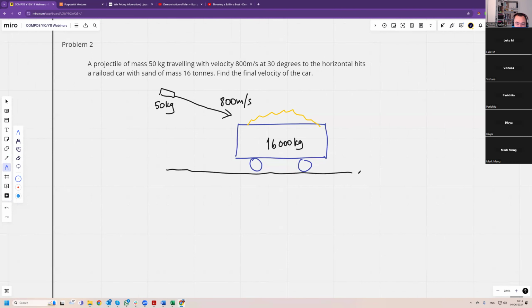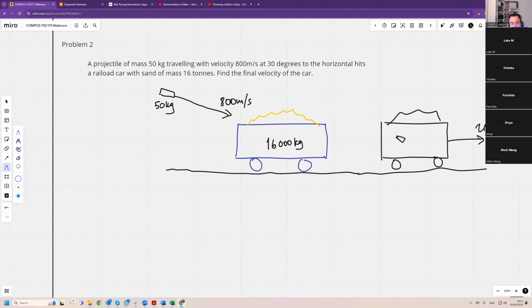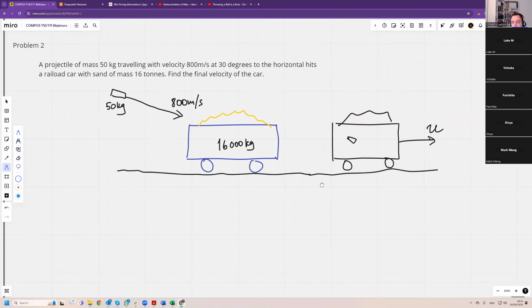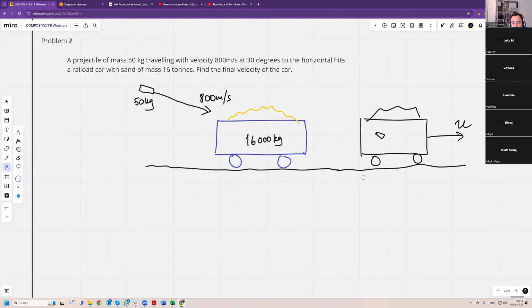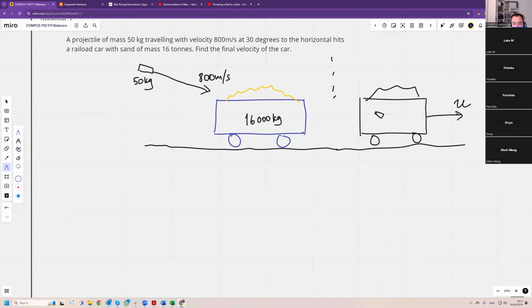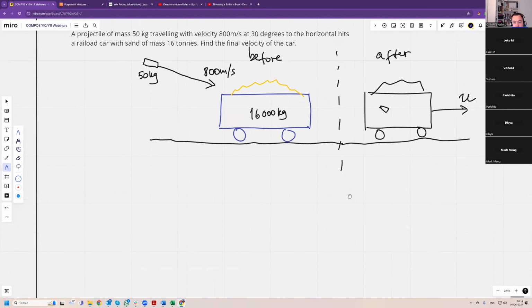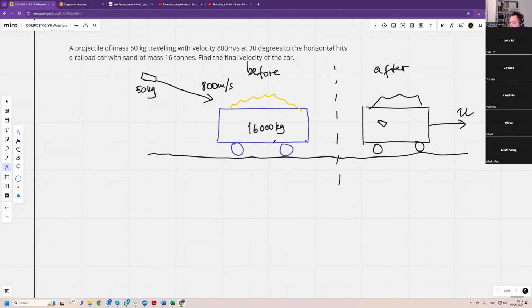Of course, it's on tracks. And once it gets stuck, the whole system with the projectile stuck will be traveling at velocity u. Okay. So this is before, and this is after. It's a stationary car.